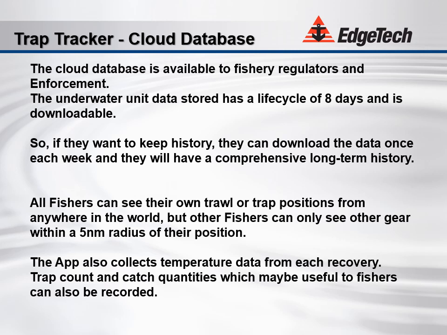The cloud database is available to fishery regulators and enforcement. The underwater unit data stored has a life cycle of 8 days and is downloadable. If they want to keep a history, they can download the data once each week, and they will have a comprehensive long-term history. All fishers can see their own trawl or trap positions from anywhere in the world, but other fishers can only see the other gear within 5 nautical mile radius of their position.